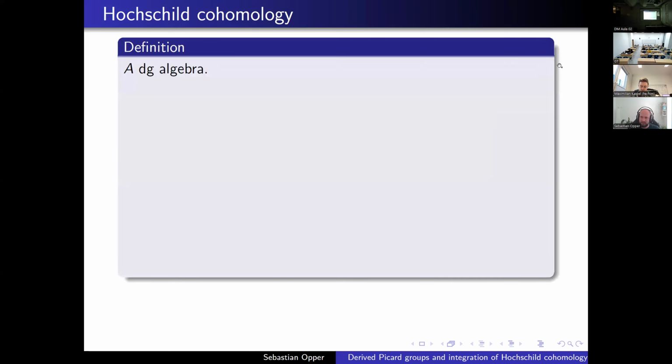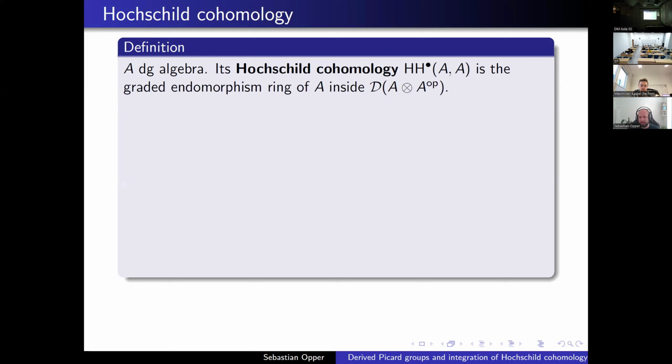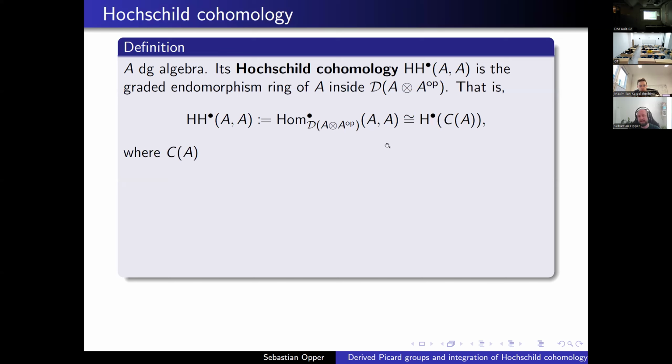Okay, so the second keyword in the title is Hochschild cohomology, which I also want to say something about, just a little bit now, and then in some more detail later on. I guess many people know this, but just to be on the same page, I wanted to include this. So again, A is a DG algebra, and we can define its Hochschild cohomology. You can take this as a definition: the graded endomorphism ring of A inside the derived category of DG bimodules. But a well-known alternative way to compute this is to say this is the cohomology of one specific complex, C(A), which is called the Hochschild complex.